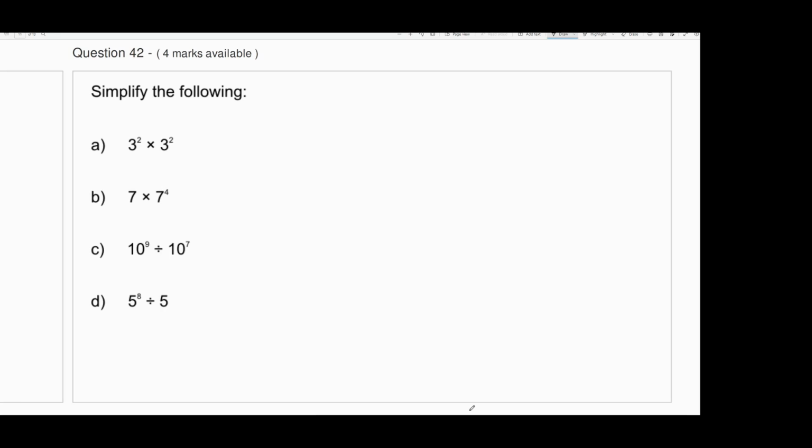So number 42. So this is like rules of indices, okay? So we've got 3 squared times 3 squared. So that's like 3 times 3 times 3 times 3. So what would that be as a single power of 3? Yeah, that's 3 to the 4. Brilliant. So what you've actually done is you've added the powers. So whenever you times and the big numbers are the same, you add the powers.